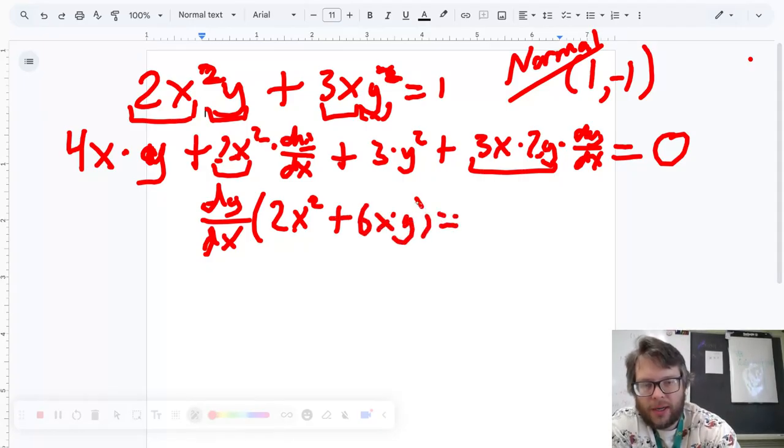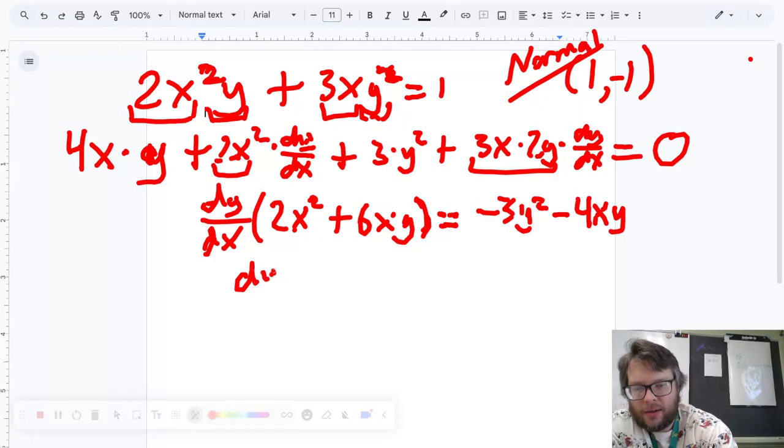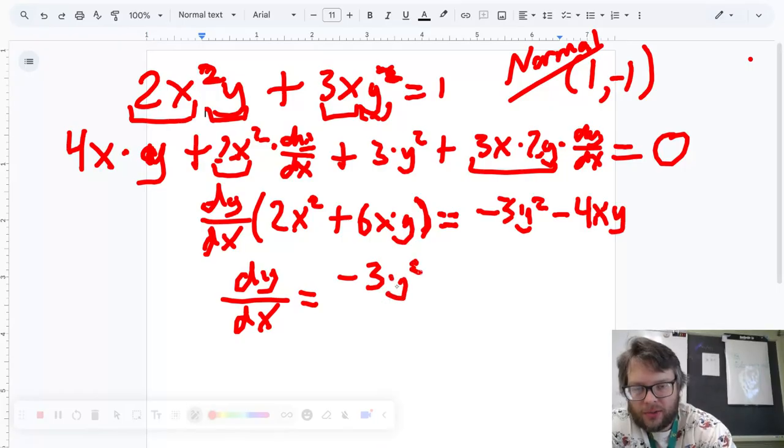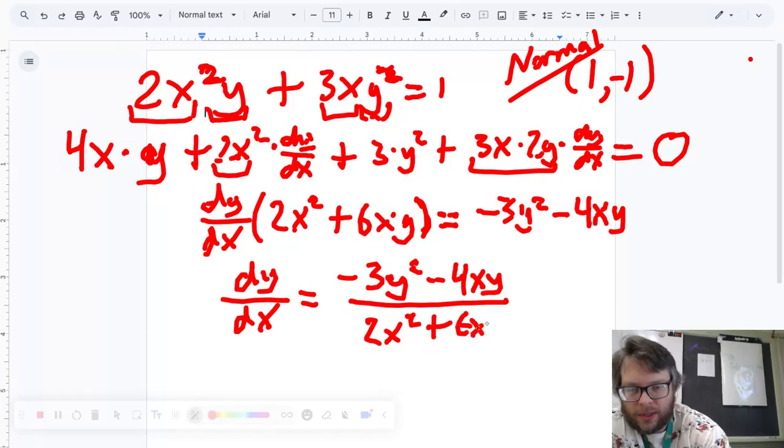I'm going to move every other term to the other side of the equation, so I'm going to subtract 3y squared, and I'm going to subtract 4xy. I'm going to divide, so I have negative 3y squared minus 4xy, divided by 2x squared plus 6xy.